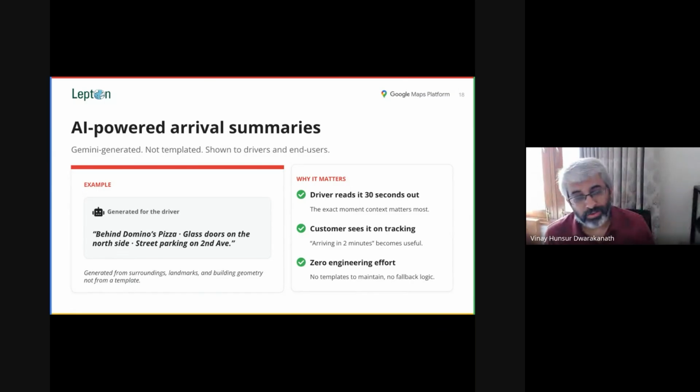And the best part, zero engineering effort, right? And that's the most important part as well, right? In the back end, if you have to arrive at this by significantly lifting engineering load, then there's no excitement. But this is zero effort, no templates to maintain, no fallback logic to write. Experimental today, right? So that's the one thing I would want to call out.